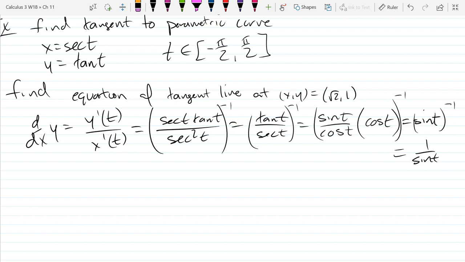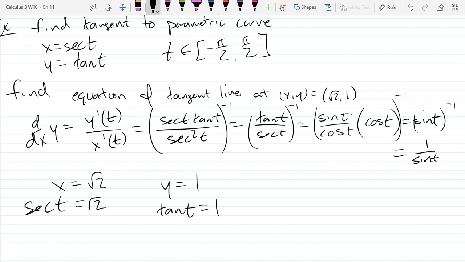So let's see. We haven't used this information yet. We have a point. How can I take a point and figure out what t value is occurring at that point? Yep, so we know x value, we know y value. All we're going to do is now figure out what t value puts me there. So we got x is the square root 2, y is 1, and x is also secant t, and y is tangent t.